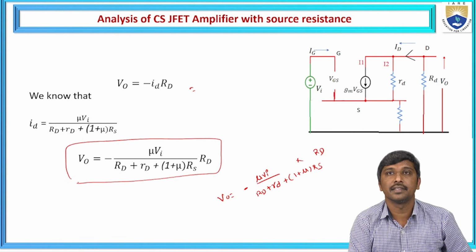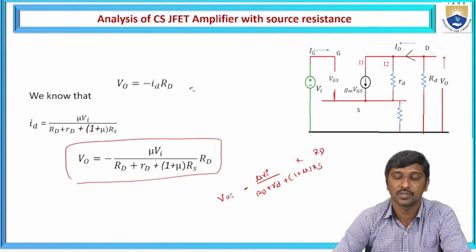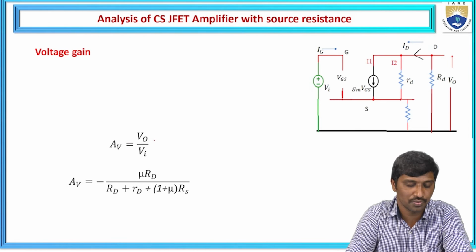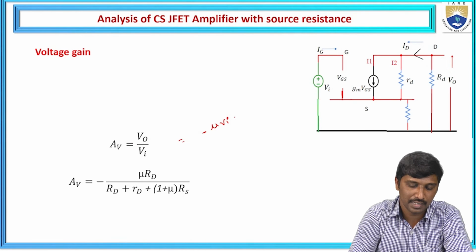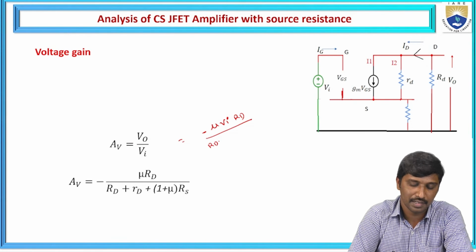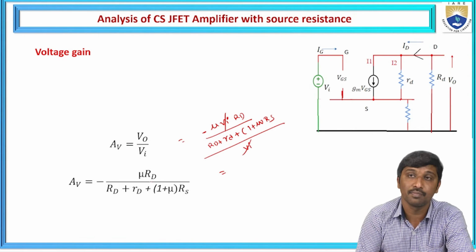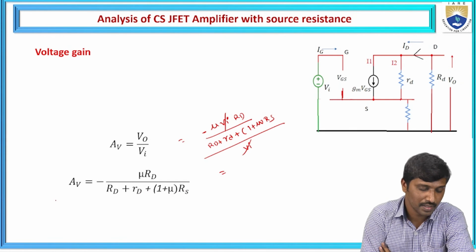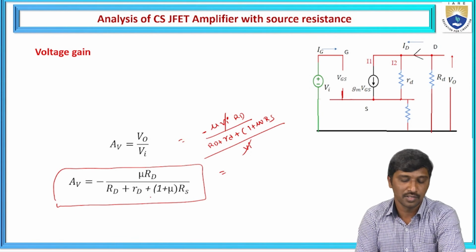Now by using this relation, you can find out the voltage gain of the common source JFET amplifier with the source resistance. The voltage gain is defined as the ratio of output voltage to input voltage. So V0 is minus mu times Vi into capital RD by capital RD plus small rd plus 1 plus mu times Rs, divided by Vi. So Vi gets cancelled, then it becomes minus mu into RD by capital RD plus small rd plus 1 plus mu times Rs. And this is the voltage gain for this common source JFET amplifier considering the source resistance.